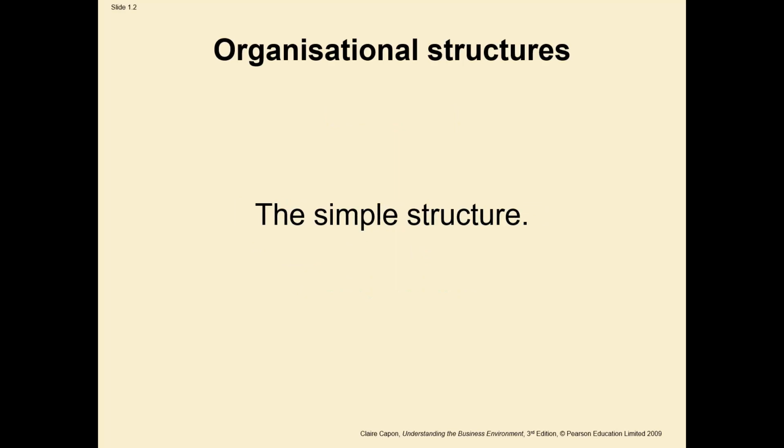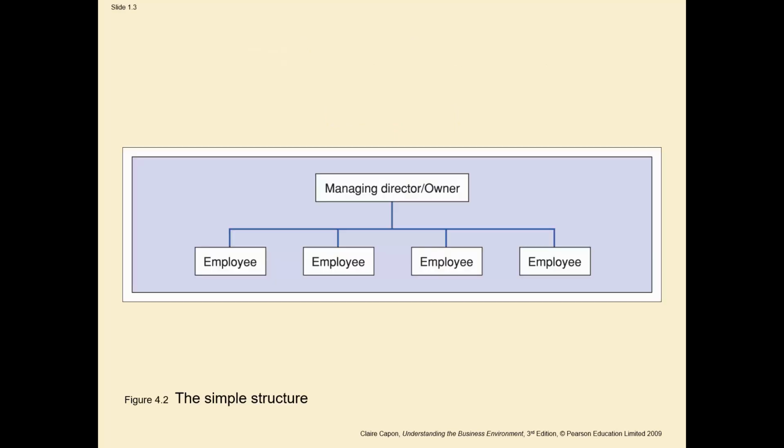Okay, the first one is the simple structure, because it's organically formed, and this is where the manager or owner sits at the top and the employees straight down. It is the old hierarchical structure. Like in royalty, the king sits on top and everyone else progresses down along.